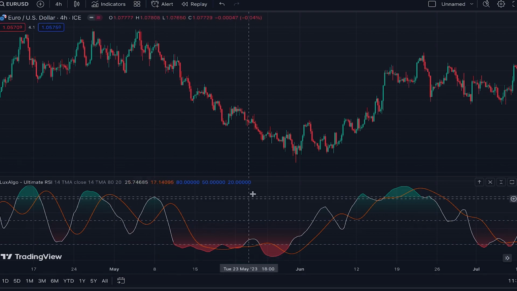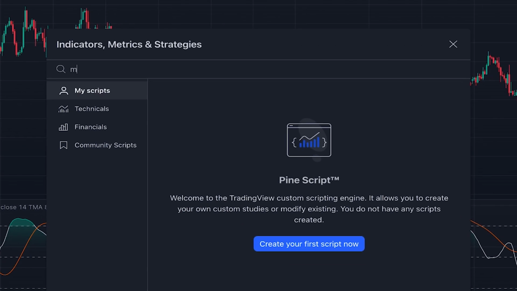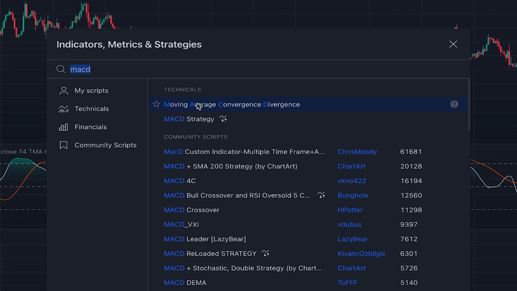Alright, now let me teach you a trading strategy based on this new RSI. We need to add another two indicators to our chart. The first one that we want to add is MACD. This one, moving average convergence divergence, and we need to change its settings.